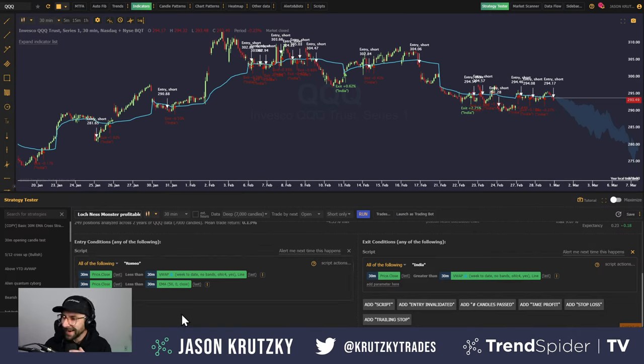What's going to get us out of this trade? Outside of price closing above the weekly VWAP, what's going to get us out of this short? RSI being greater than 50 or price closing above the 50 EMA as well?